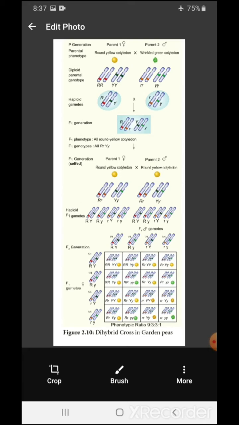So that's why the phenotypic ratio obtained in the dihybrid cross is 9 is to 3 is to 3 is to 1. Whereas the Mendel's monohybrid cross is 3 is to 1. Whereas the test cross ratio is 1 is to 1. In dihybrid, the genotypic ratio is 1 is to 2 is to 2 is to 4, 2 is to 1 is to 2 is to 1 is to 2 is to 1.